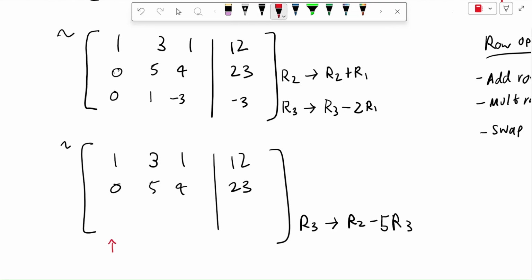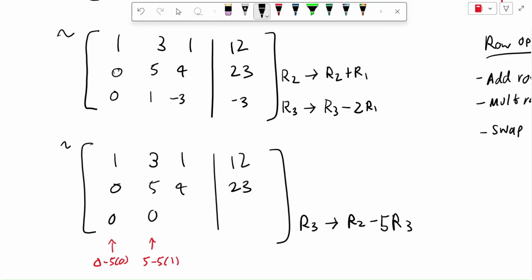So, for this spot here, I've got row 2's value, so 0, take 5 lots of 0. So I've got 0 there. This was where I was hoping to get 0. So I'm going to have 5, take 5 lots of 1. Hey, I got 0. Cool.